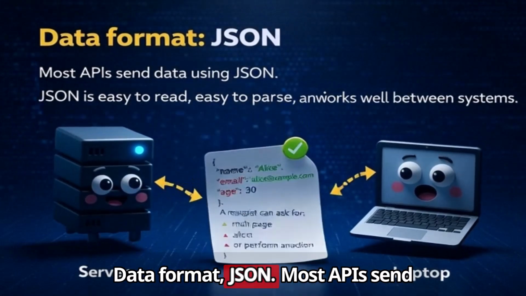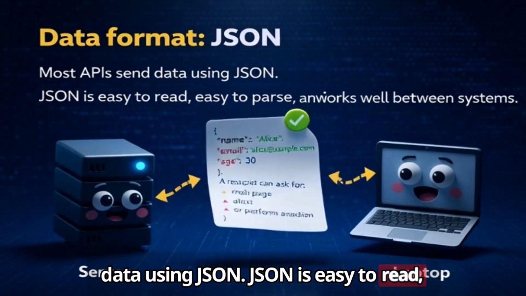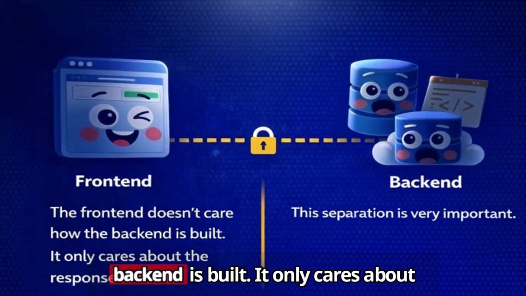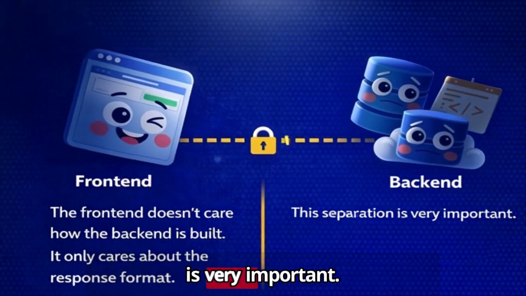Data format: JSON. Most APIs send data using JSON. JSON is easy to read, easy to parse, and works well between systems. The front end doesn't care how the back end is built. It only cares about the response format. This separation is very important.